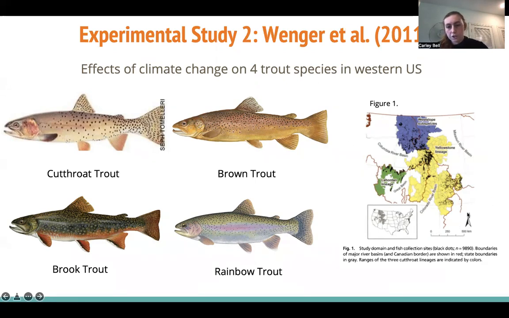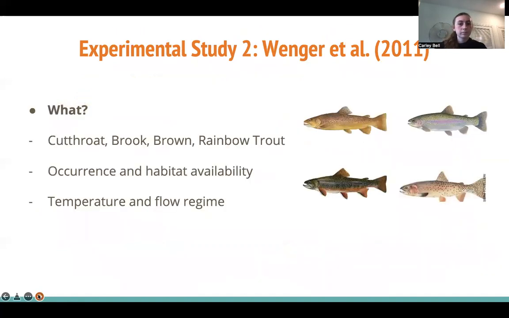So over here to the right is just a figure from the study of the major stream reaches that they studied in this paper. And they studied cutthroat trout and rainbow trout along with the brook and brown trout. So they also studied the same trout that were studied in the first study, just along with 2 more. And again, here's just a picture of those for reference as we're talking about it. What did they study? Cutthroat, brook, brown, and rainbow trout. They studied the occurrence and habitat availability based on the temperature and flow regime changes from climate change.